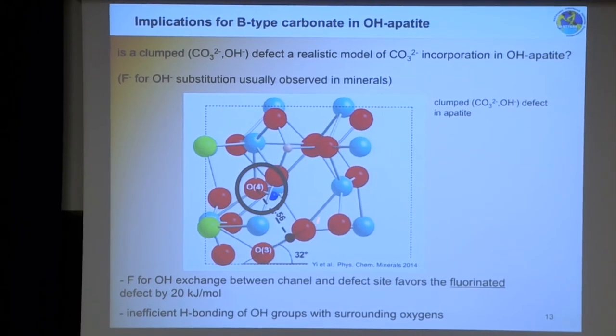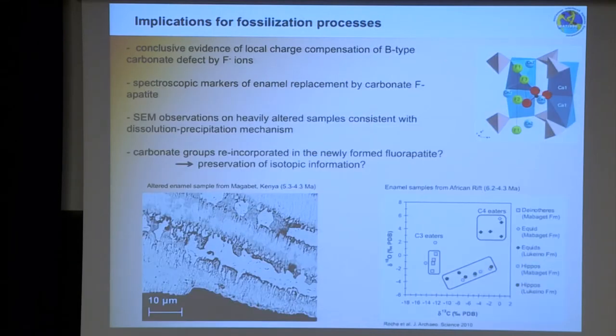So we have investigated various configurations of clumped carbonate hydroxyls in the apatite structure. But in fact, from a thermodynamical point of view, this kind of defect is not favored, and the favored defect is a fluorinated one, and it is significantly favored compared to the hydroxylated defects. And the reason for this difference is that in this configuration, you can't achieve an efficient hydrogen bonding between this hydroxyl and other oxygen atoms of the structure. So from a thermodynamical point of view, this kind of defect cannot apply to hydroxyapatite.